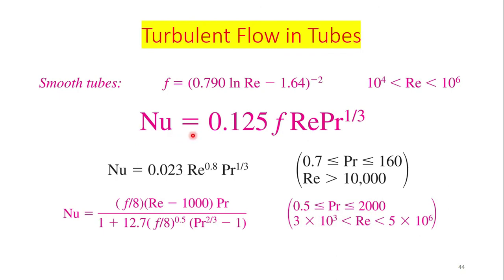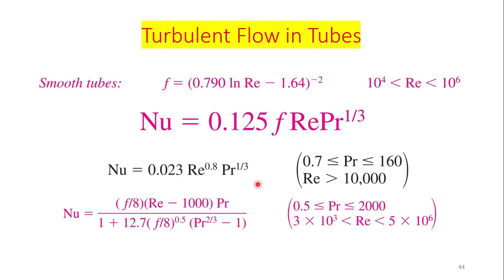Once you have the value of the Nusselt number, you can get the value of the convective heat transfer coefficient. So in the whole procedure that we have been doing for the last few lectures, the determination of the heat transfer coefficient is a very crucial parameter, and it goes through multiple steps. This is the final step where you put the value of the Reynolds number, the Prandtl number, or the friction factor for a particular Reynolds number, and you get the value of the Nusselt number, and from the Nusselt number you have the value of the convective heat transfer coefficient.